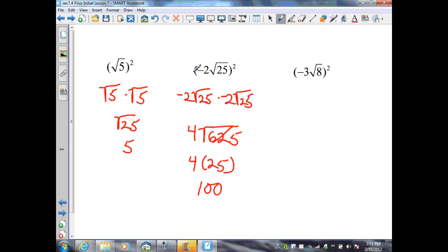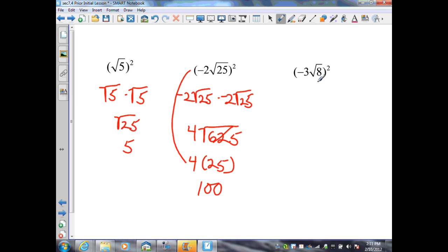I could have ended up in this same position because I know a negative 2 times a negative 2 is 4. The square root of 25 squared is what's inside the radical, and then 4 times 25 is 100. Either procedure will work.